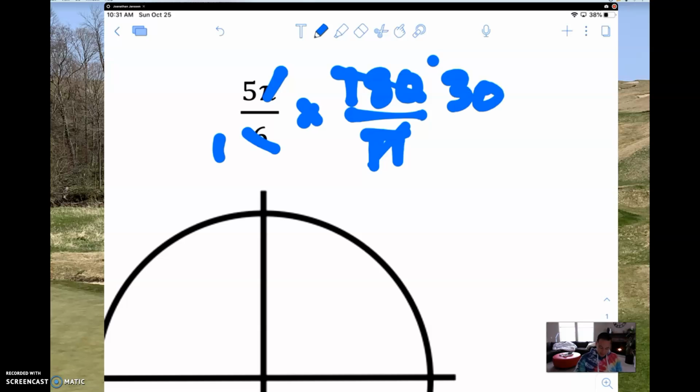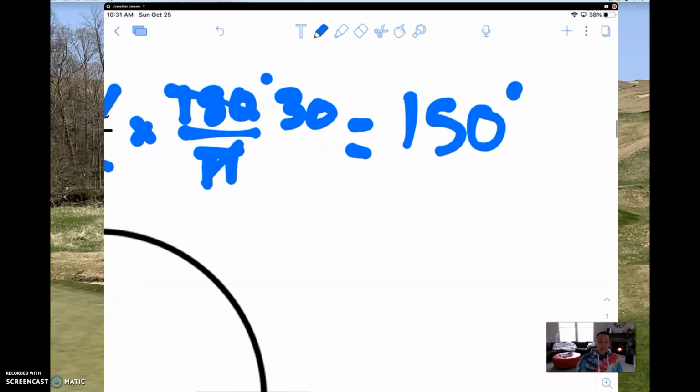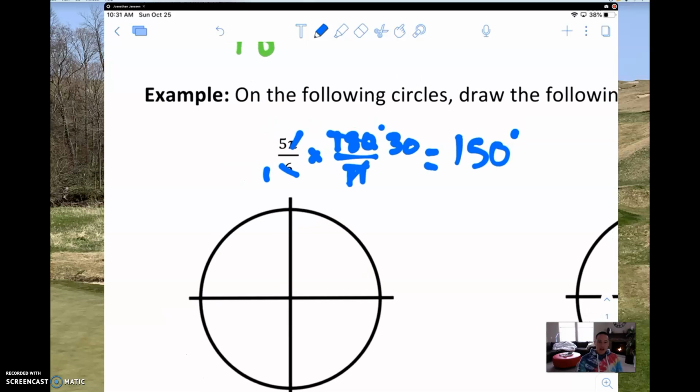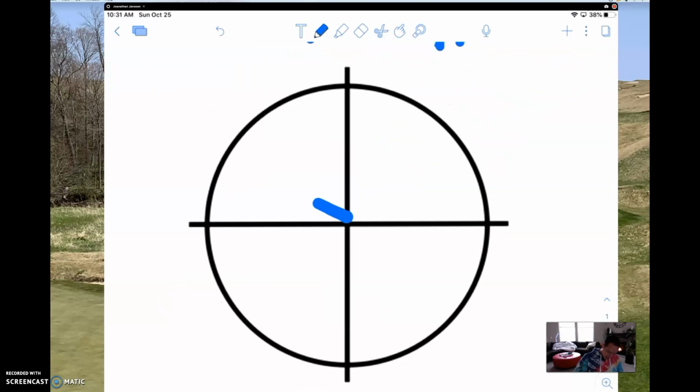So now 5 times 30 gives us 150 degrees. So 5 pi over 6, 5/6 pi, is 150 degrees. That would be right about here.